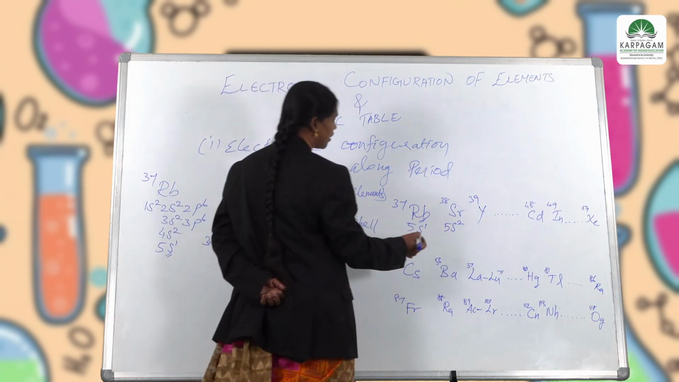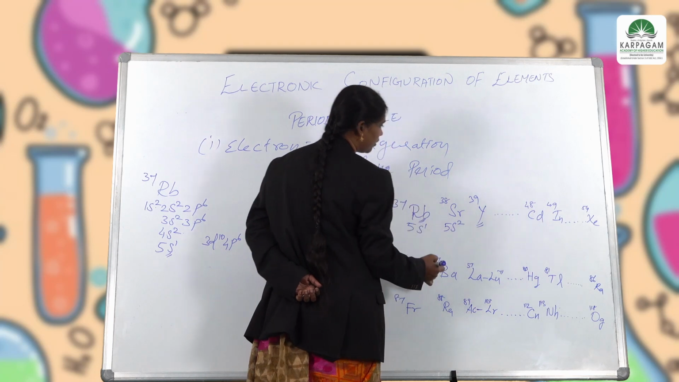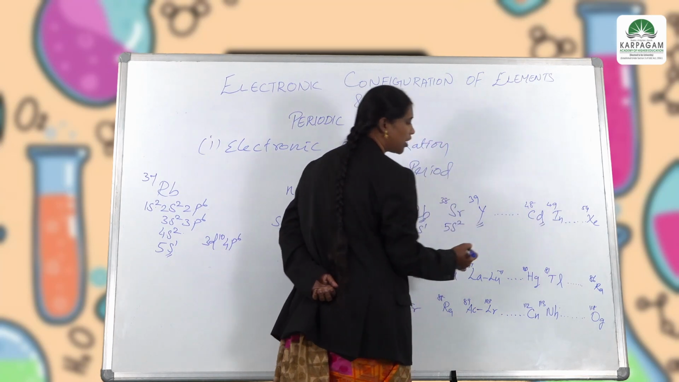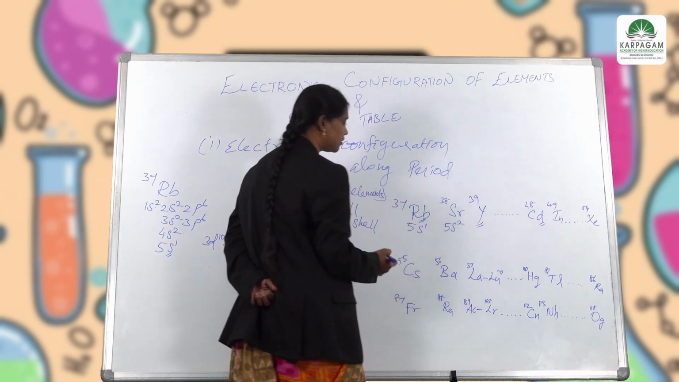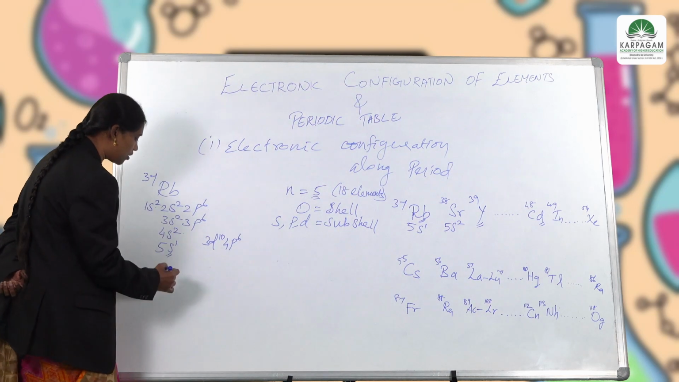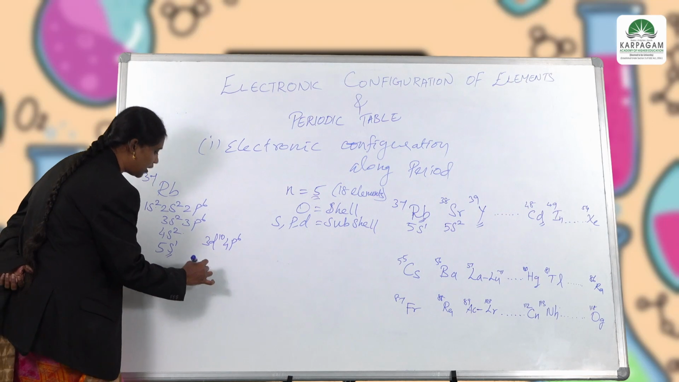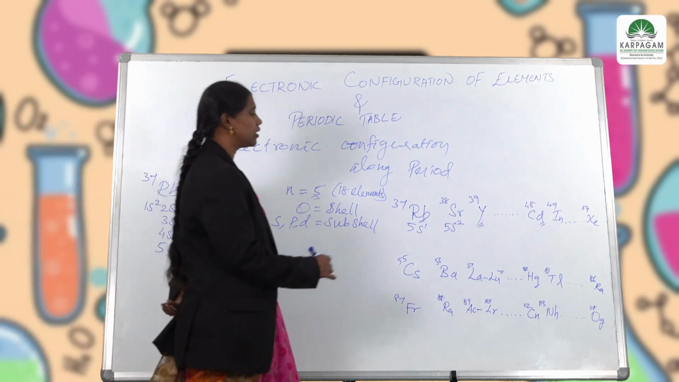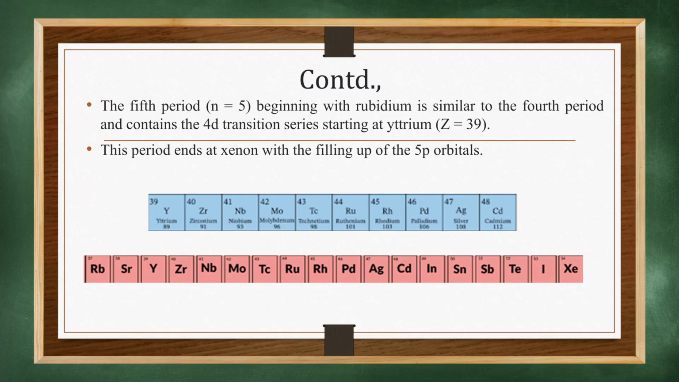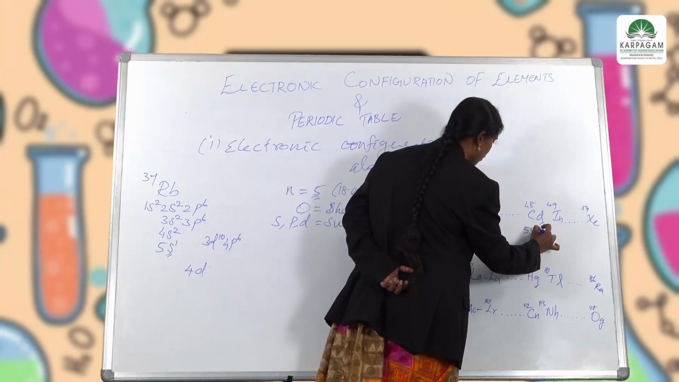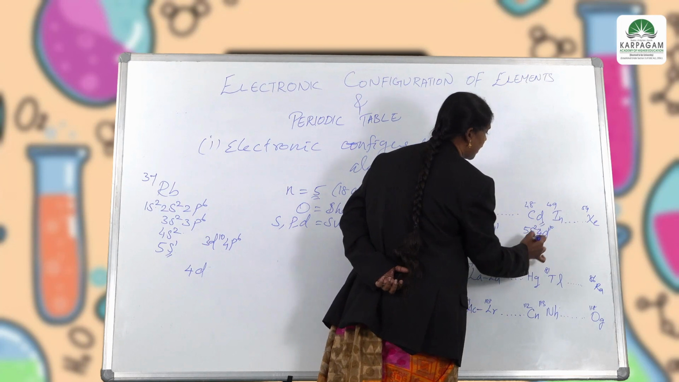Here also the yttrium to cadmium belongs to d block elements. So after the 5s orbital the electrons are going to be filled in 4d orbitals. So here the electronic configuration of yttrium is 5s2 4d1, and the cadmium electronic configuration is 5s2 4d10.